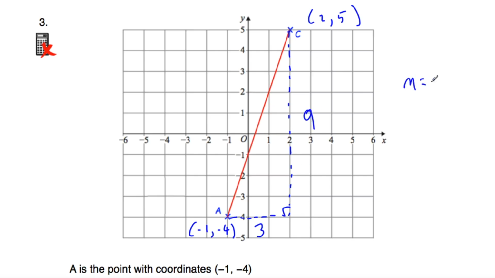So m, the gradient, would be the rise divided by the run. So m is equal to the rise, which is 9, divided by the run, which is 3. And 9 divided by 3 is equal to 3. So the gradient of that line is 3. And let's just check it using the first approach. If we go across 1 unit, we've got 3 units. So that's right, the gradient of that line is 3. And that's it.